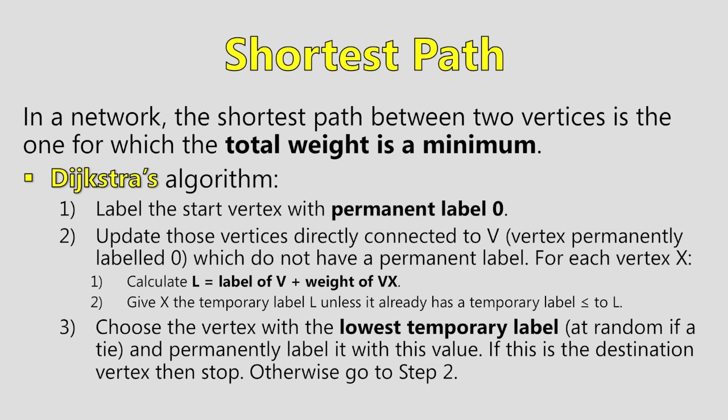Now, you choose the vertex with the lowest temporary label, at random if a tie, and permanently label it with this value. That's what I just said. If this is the destination vertex, then stop, otherwise go to step 2.